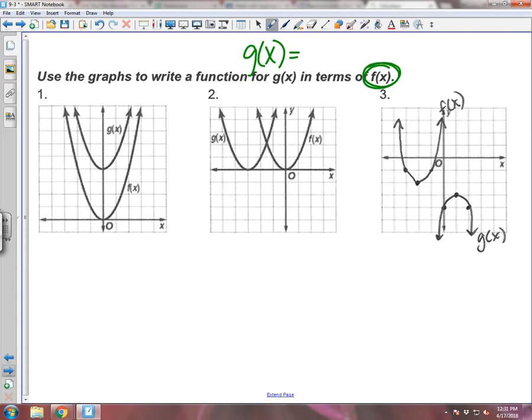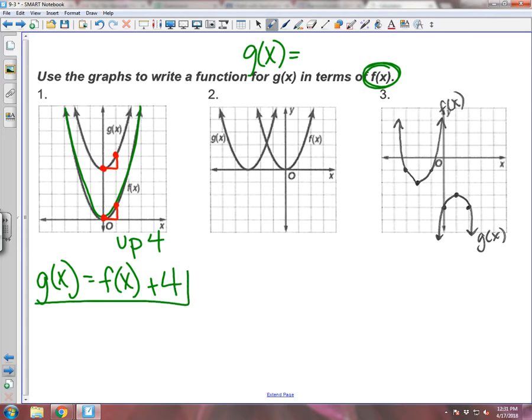So if I look at f of x, which is this one right here, the first thing I need to know is how do I get to g of x? Well, if I look at this, it looks like g of x has been moved up 1, 2, 3, 4 units. This thing is up 4, so I know I need to do that. Now I also need to see if it got any wider. Well, if I go over 1, I go up 1. So it did not change width at all. All it did was move up by 4. So my g of x is just f of x moved up 4.